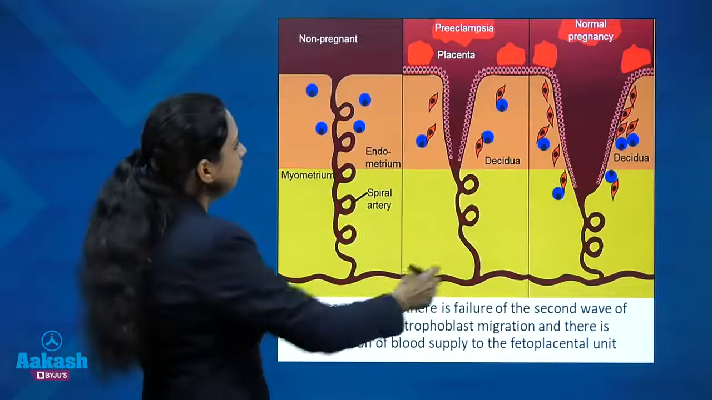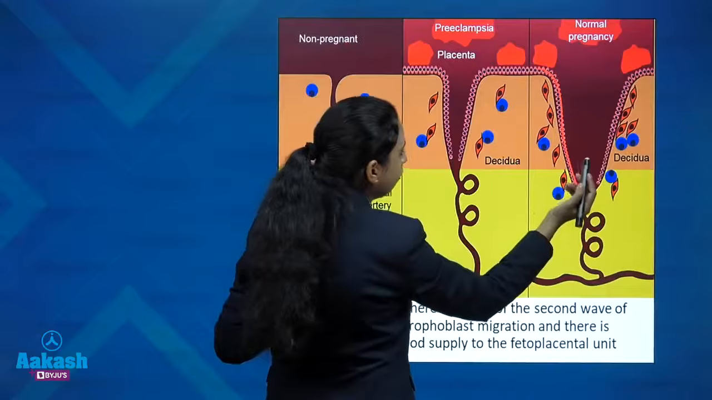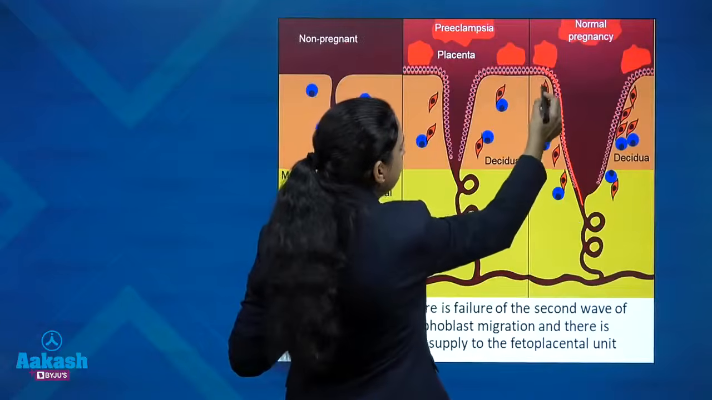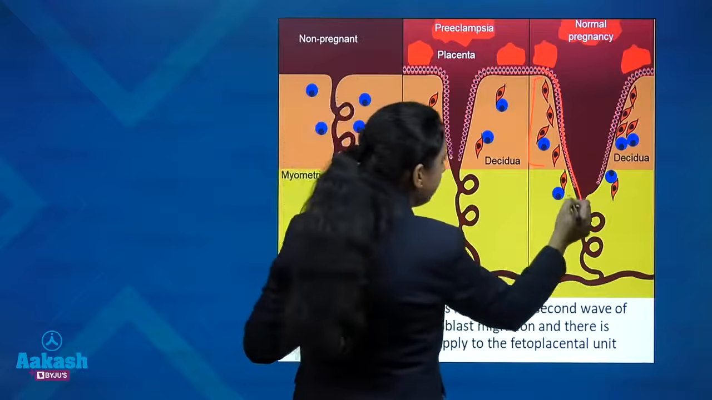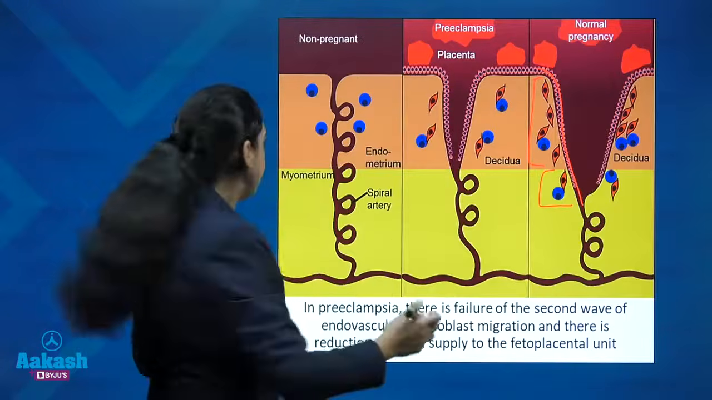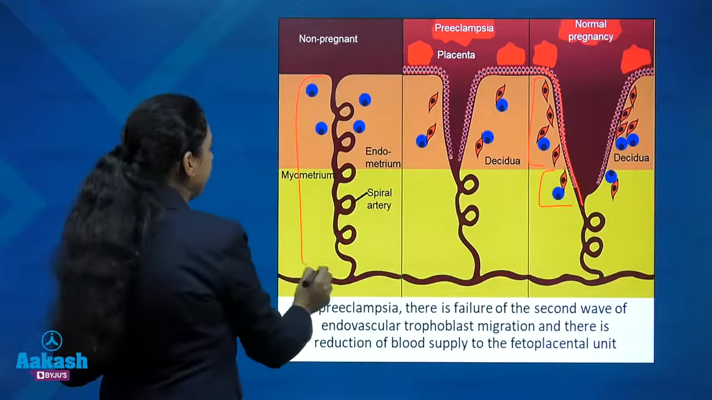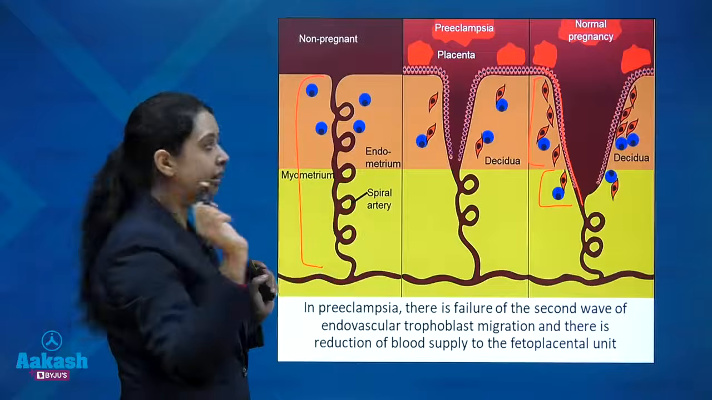Like here, in a normal pregnancy, can you see this trophoblast invading these arterioles so beautifully? When it invades the endometrial area, it is the first wave, and when it invades this small myometrial area also, that is the second wave. In a non-pregnant woman, these spiral arterioles are like this; there is no invasion, no dilation. What is happening in preeclampsia?